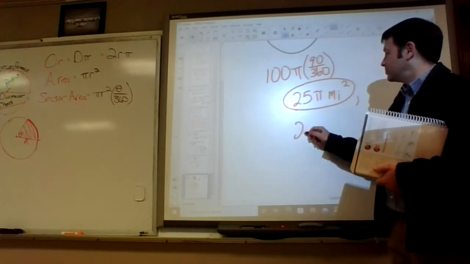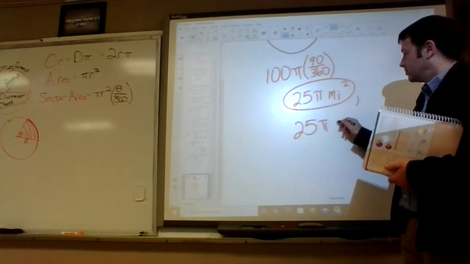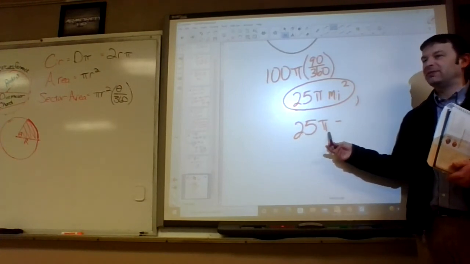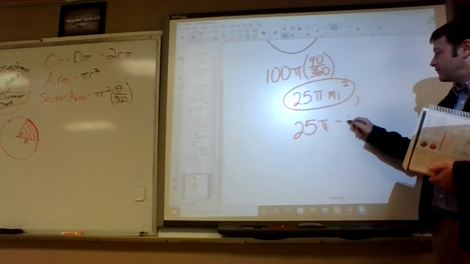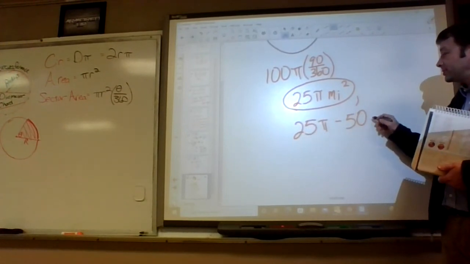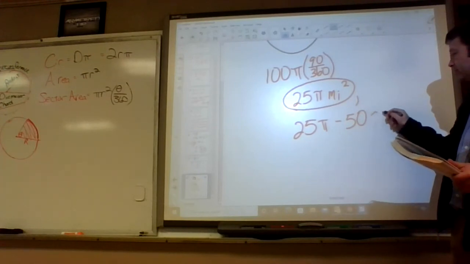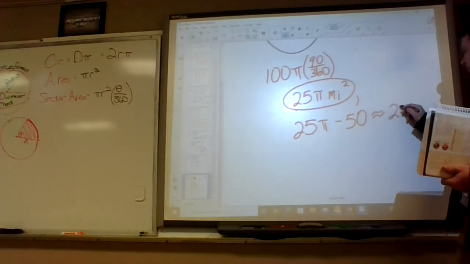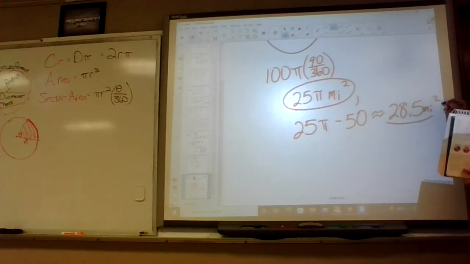So we want to do sector area minus, by the way, 25 times pi is actually bigger than 75 because pi is bigger than 3, minus 50. We could leave it like that since it doesn't simplify, but let's go ahead and change this to a decimal and then we'll call it good. That comes out to about 28.5 square miles.